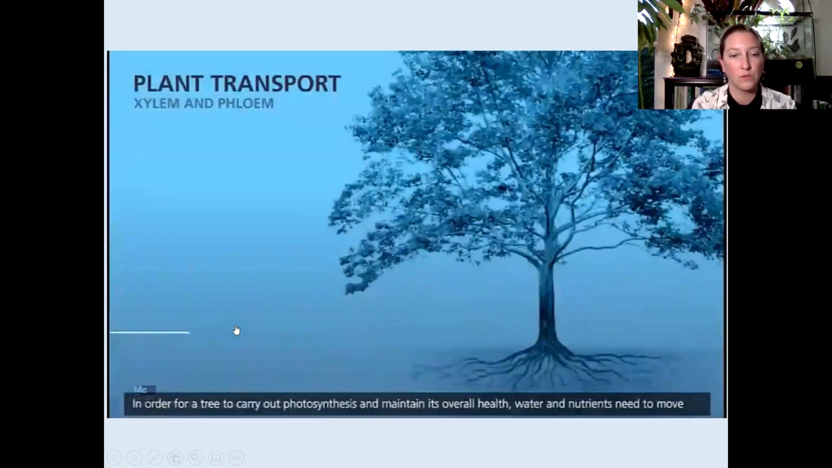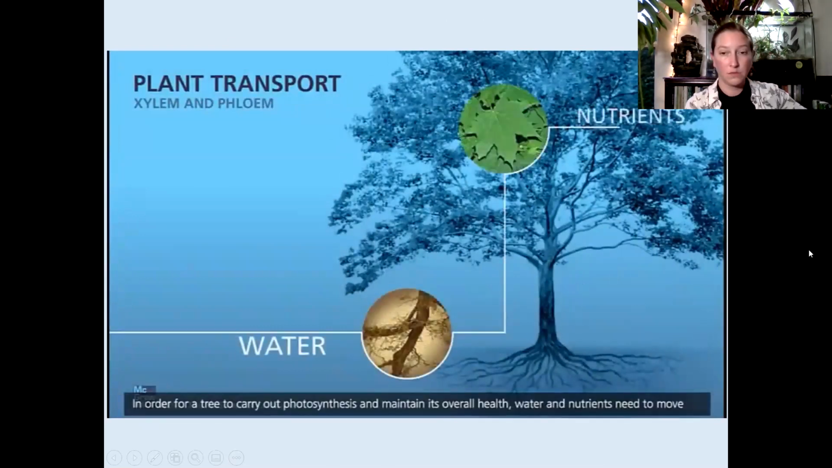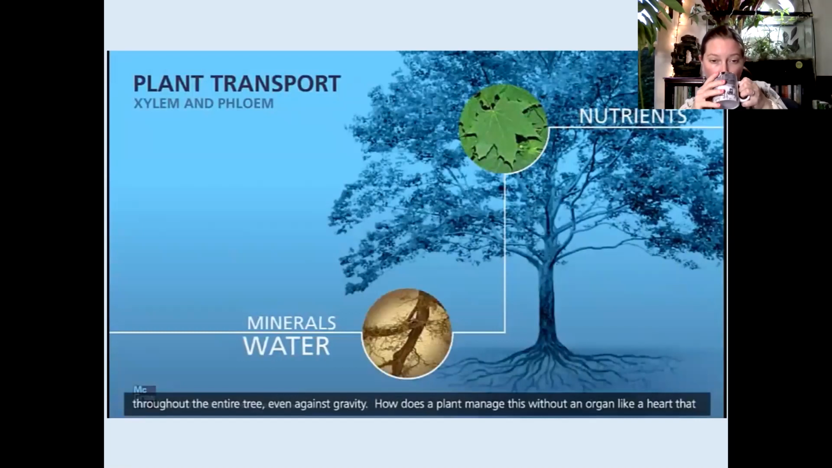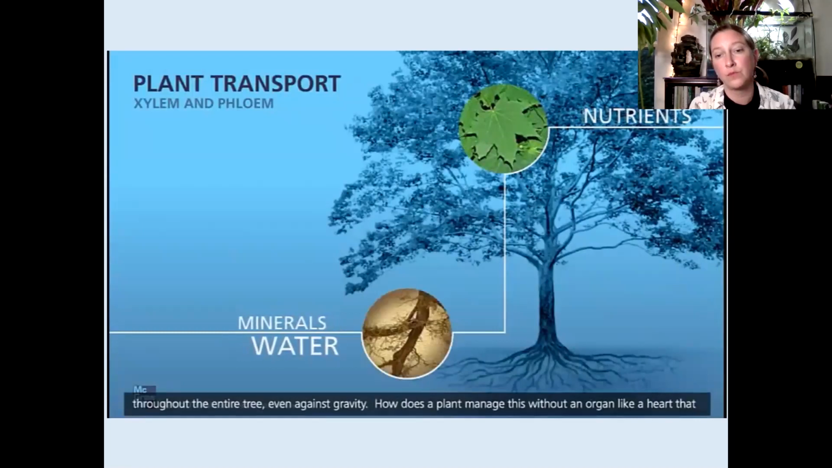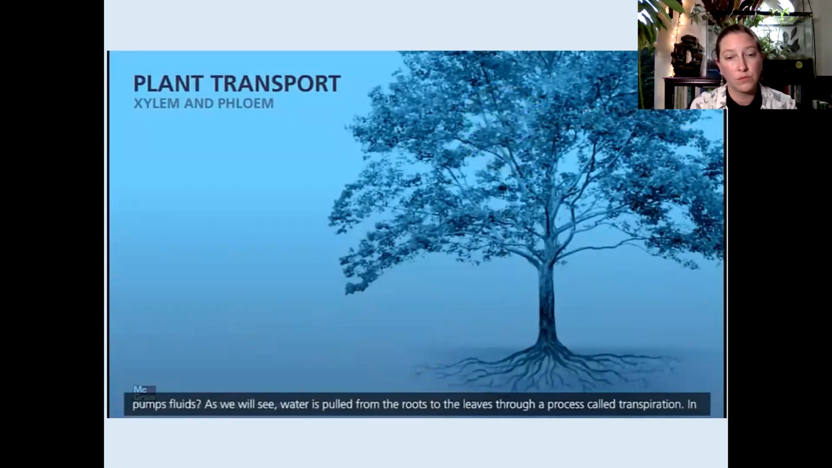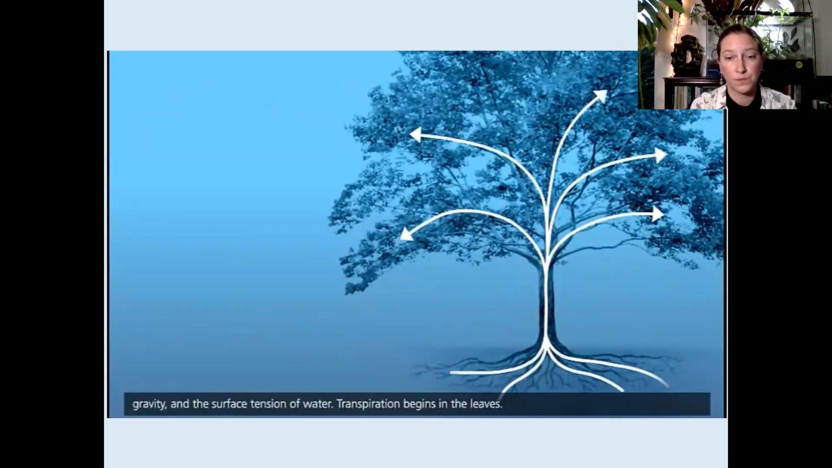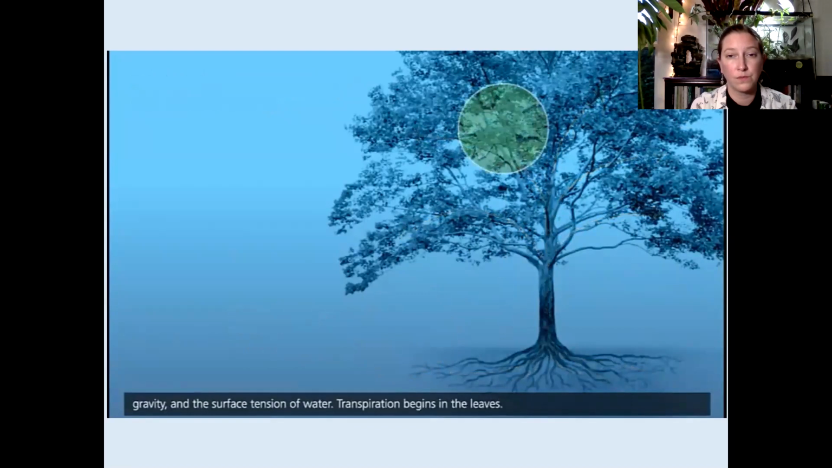In order for a tree to carry out photosynthesis and maintain its overall health, water and nutrients need to move throughout the entire tree, even against gravity. How does a plant manage this without an organ like a heart that pumps fluids? As we will see, water is pulled from the roots to the leaves through a process called transpiration. In addition, water potential drives the movement of water from one area of the plant to another using osmosis, gravity, and the surface tension of water. Transpiration begins in the leaves.